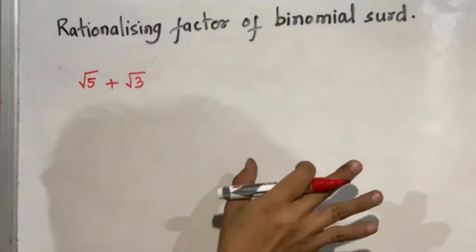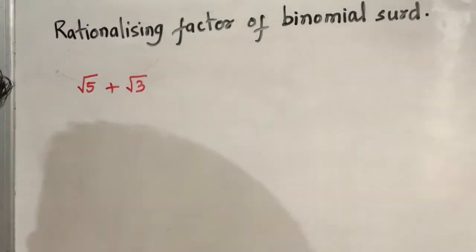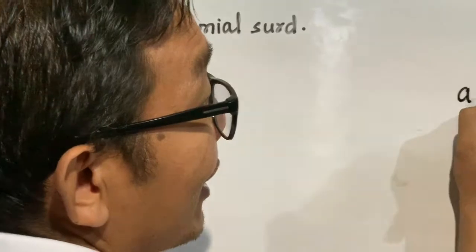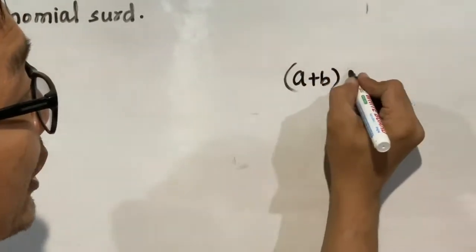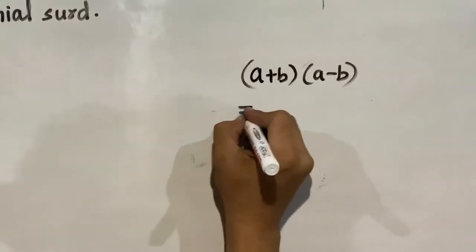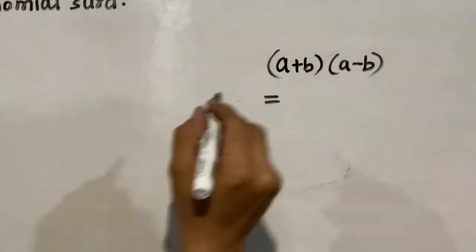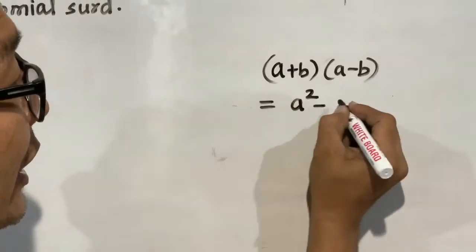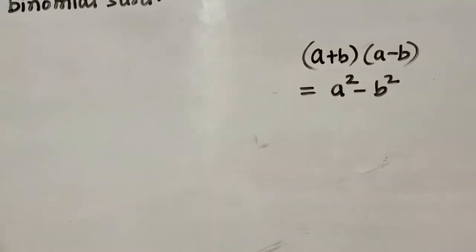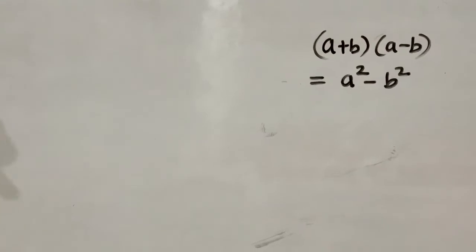So it's very simple. We just need to use the simple identity a plus b times a minus b, the identity a square minus b square. So in this example.